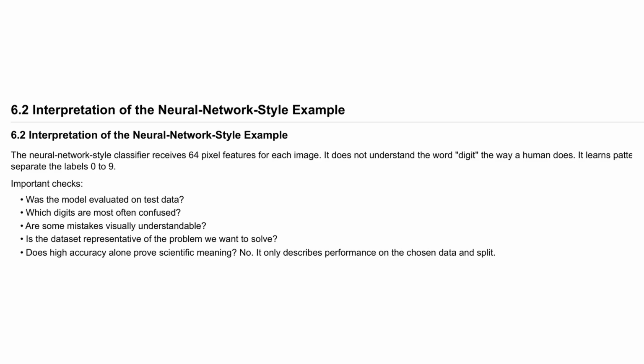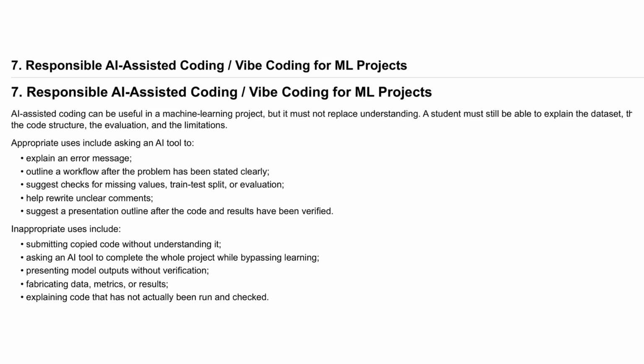Interpreting neural networks requires caution. The model does not understand digits, it only maps pixel patterns. High accuracy describes performance on this specific dataset, but it does not guarantee the model has learned a universal scientific truth. Now let us discuss responsible AI-assisted coding, sometimes called vibe coding, in machine learning projects.